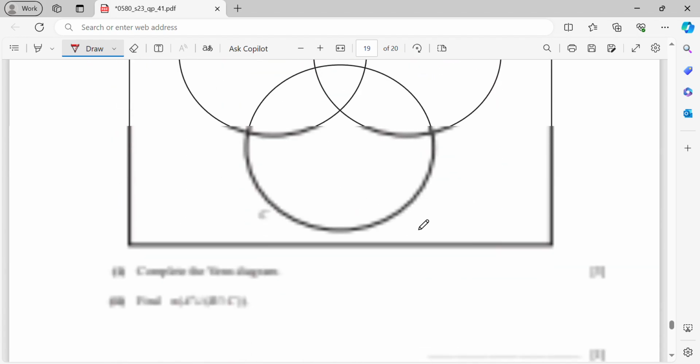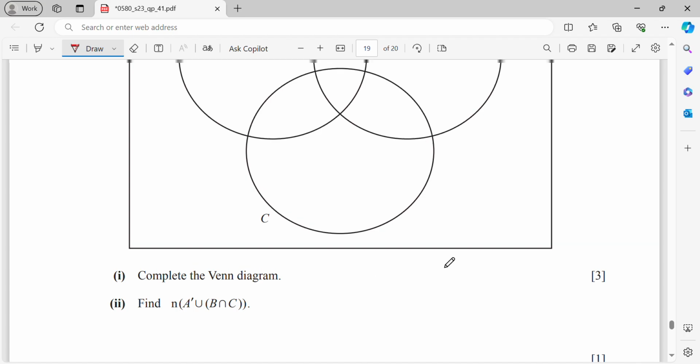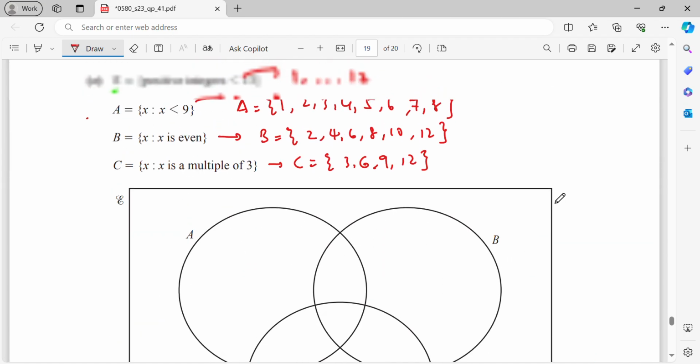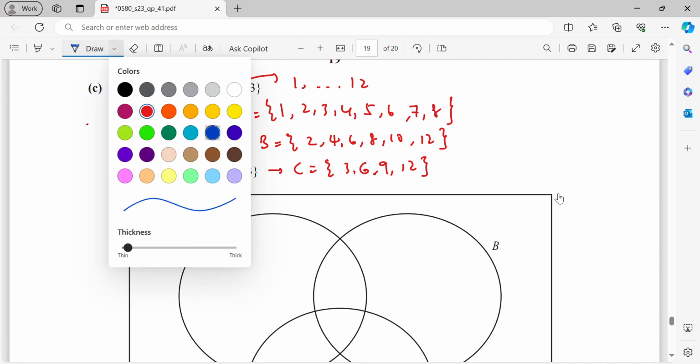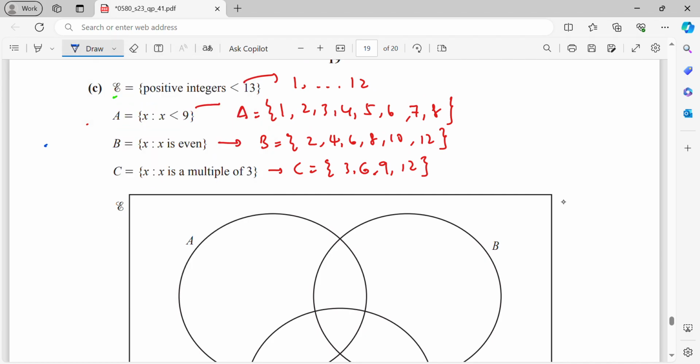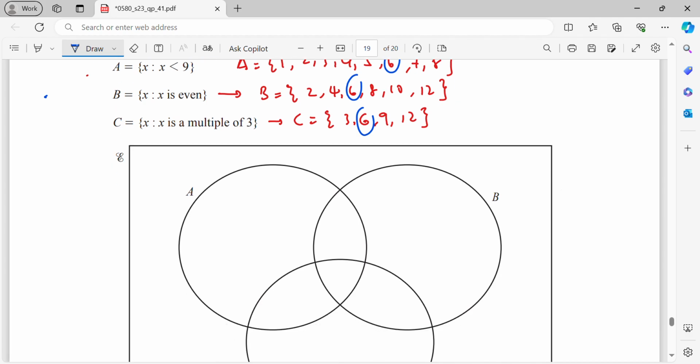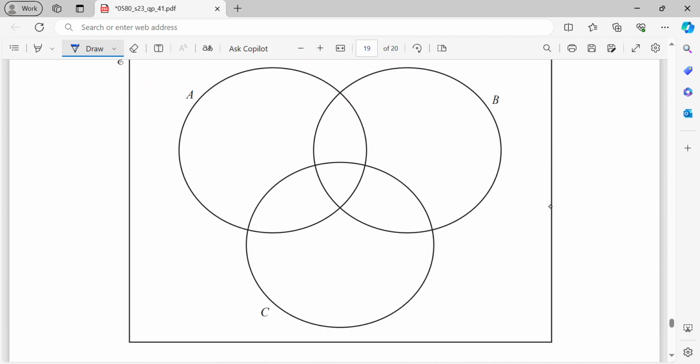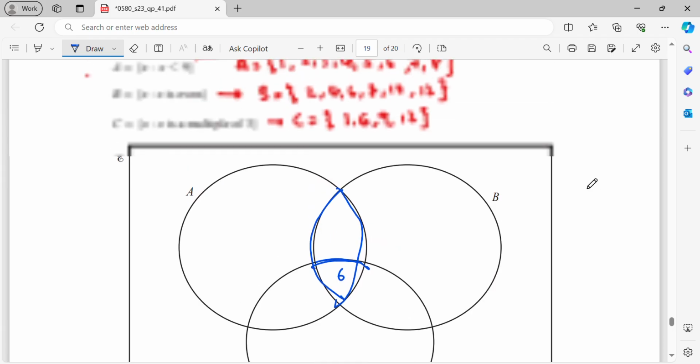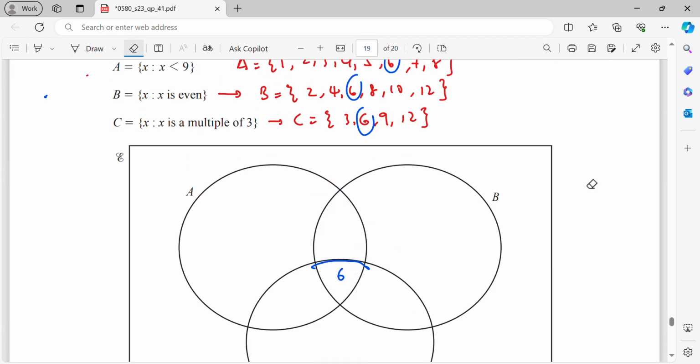Okay, now first part, complete the Venn diagram. So we always find the intersection among three sets first. So among three sets, I will find out that it will be, okay, there's no, wait, let me check. Among three sets will be 6. Okay, among three sets will be 6, means that this here belongs to A and also B, and then belongs to C, means this part. This is 6. That is the intersection among three sets.